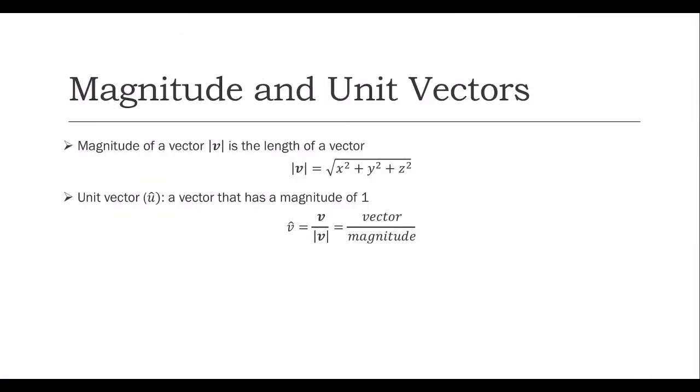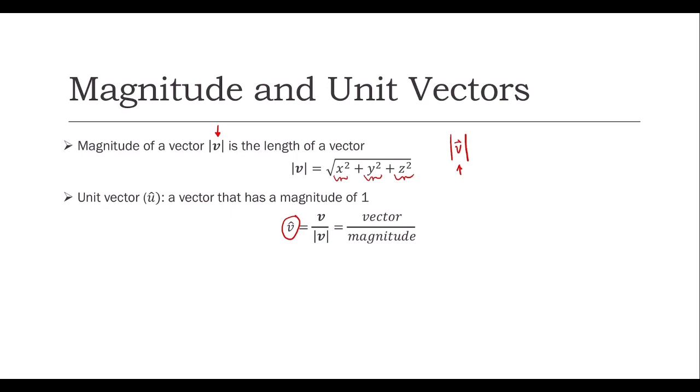So next we have magnitude and unit vectors. The magnitude of a vector, you can write that by doing a bar and then your vector. That's how you write the magnitude, and that's the length of a vector. That would be the square root of all of the components squared added together. The unit vector is a vector that has a magnitude of 1.